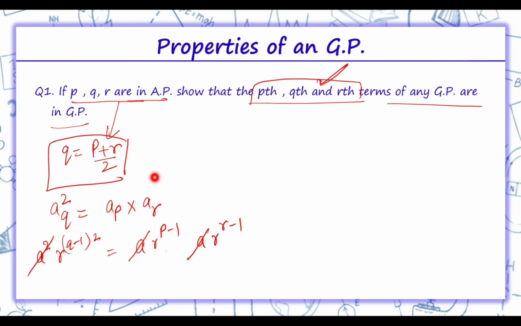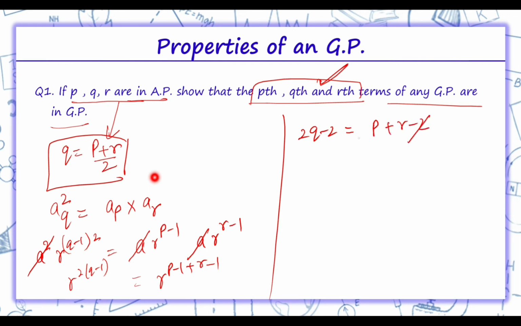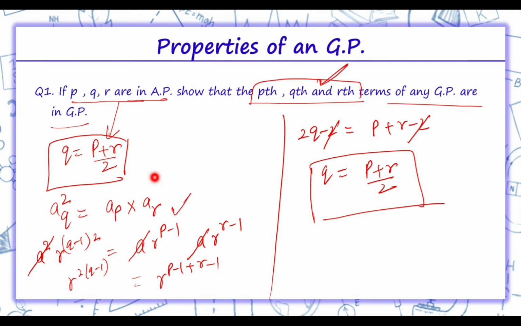Now, since the base r is the same, because r^(2q-1) and here r^(p-1) times r^(r-1), the bases are same, so the powers will also be same. So, 2q minus 2 can be written as p plus r minus 2, 2 got cancelled. So, q can be written as (p plus r) by 2. Hence, we proved, because it was given that if this is in AP, this will be in GP.